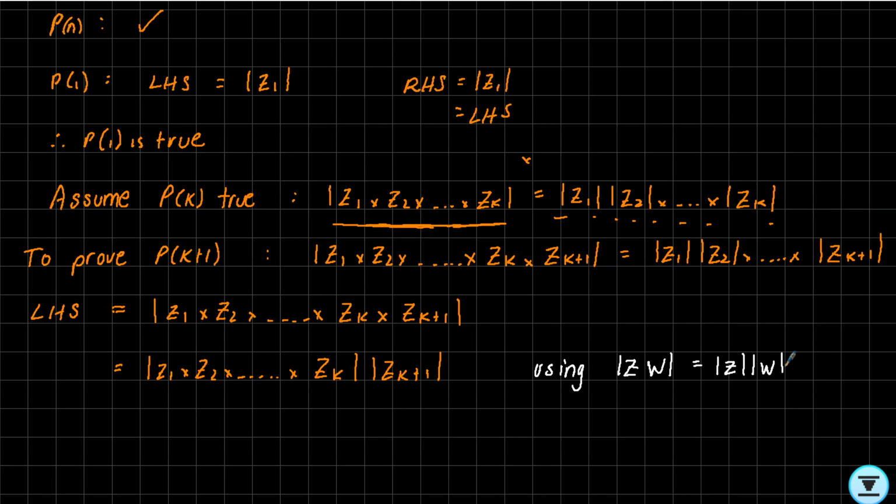I'm okay there. And then the next step is, what do we know about all of this? That is our P(k), that's right. So this is going to be z1 times z2 times all the way up to zk, and then we've got z(k+1). Am I allowed to do that? It seems too simple. Yes, we can.